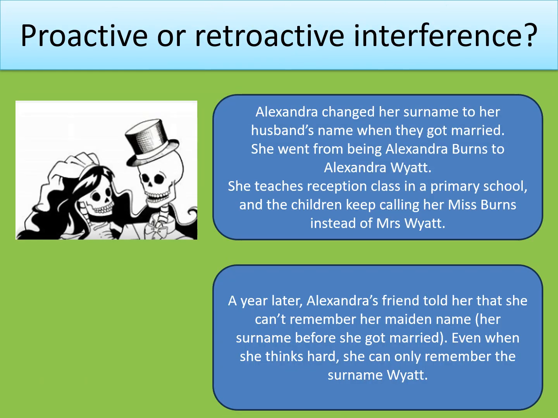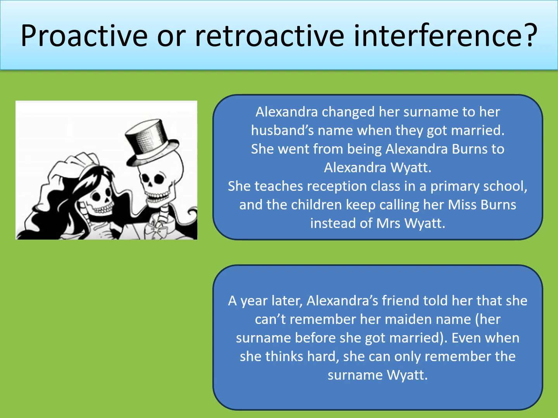So there are two examples here that I want you to identify, which is which. One is proactive and one is retroactive interference. We've got Alexandra. Alexandra changed her surname to her husband's name when they got married. She went from being Alexandra Burns to Alexandra Wyatt. She teaches reception class in a primary school, and the children keep calling her Miss Burns instead of Mrs. Wyatt. They can only remember her previous surname. A year later, Alexandra's friend told her that she can't remember her maiden name, which is her name before she got married. Even when her friend thinks really hard, she can only remember the surname Wyatt.